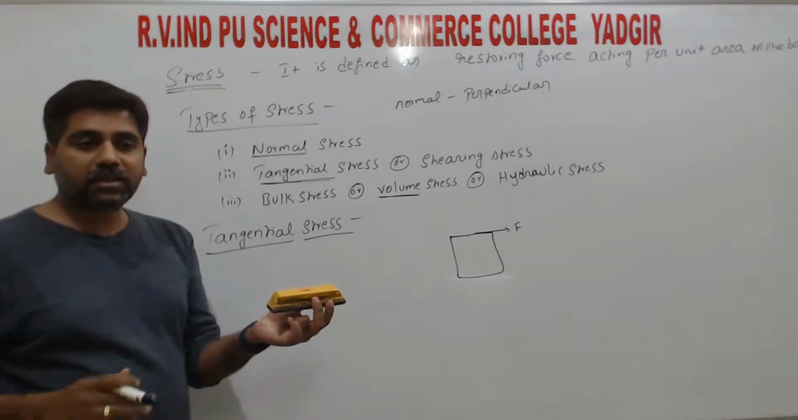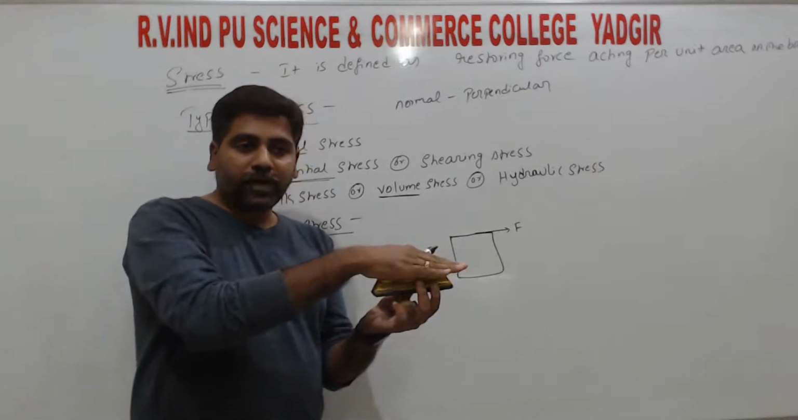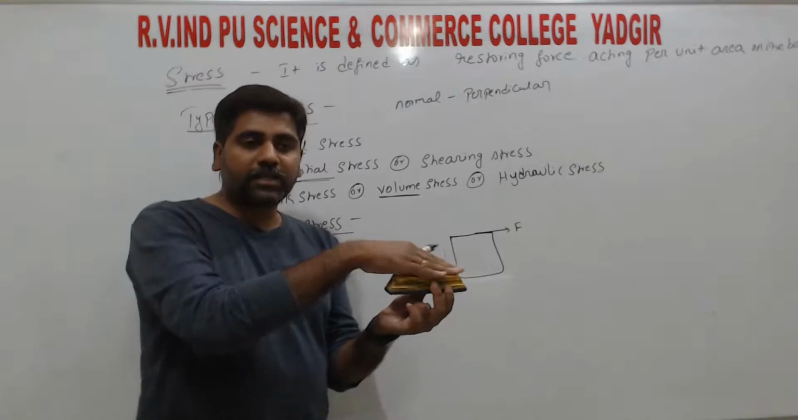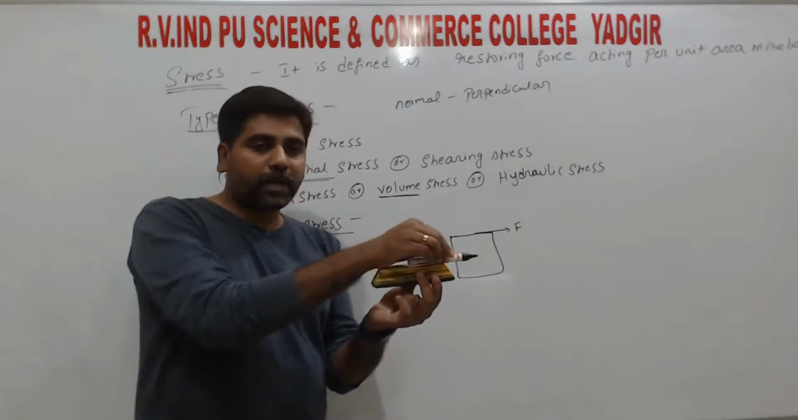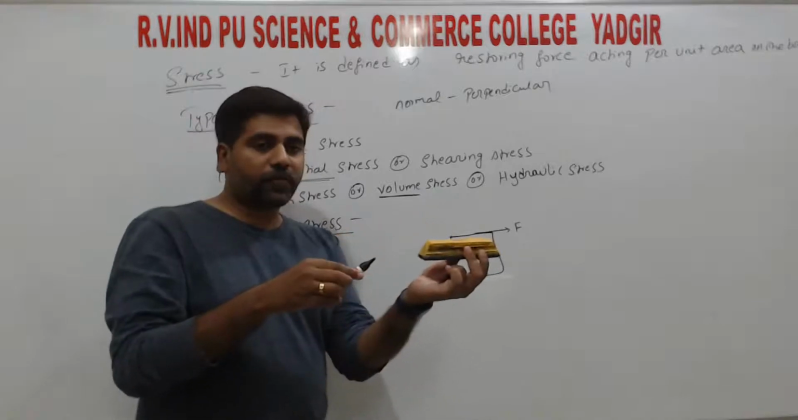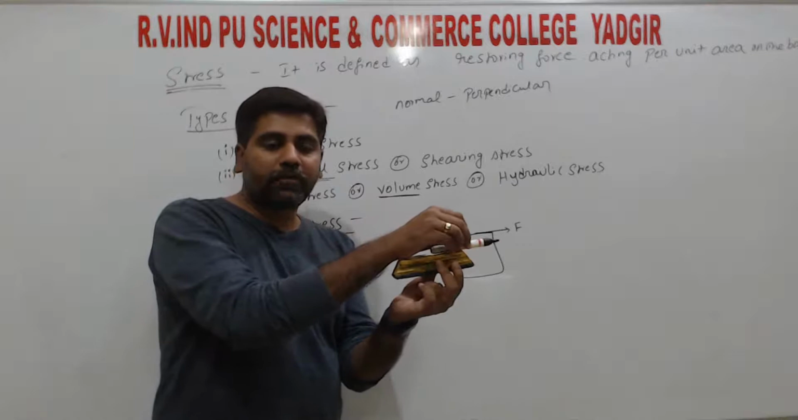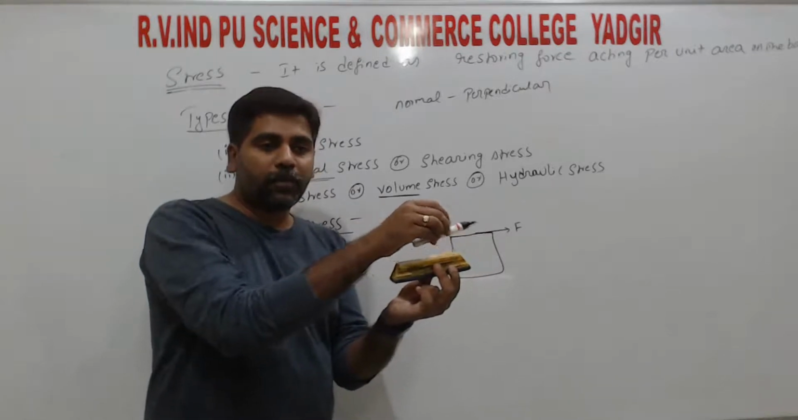So tangential stress means we are applying the force along the surface, right? Along the surface means tangent to the surface. That means we are applying the force onto the tangent to the surface. So if we draw a tangent to this surface, in whichever direction it goes, in that direction we are applying the force, right?